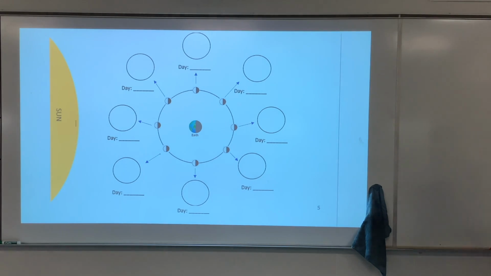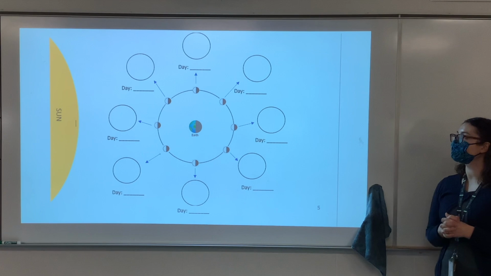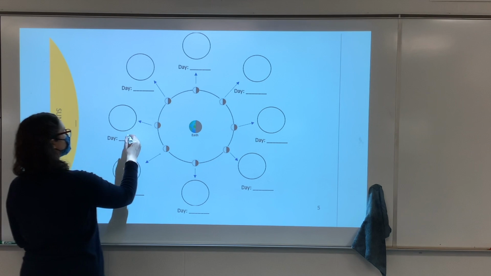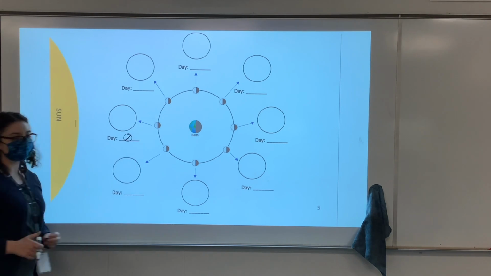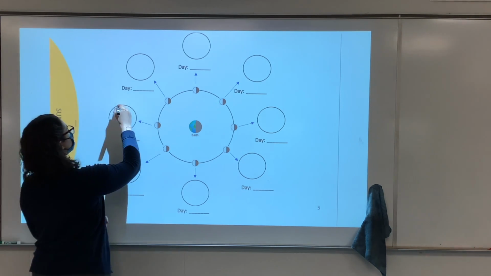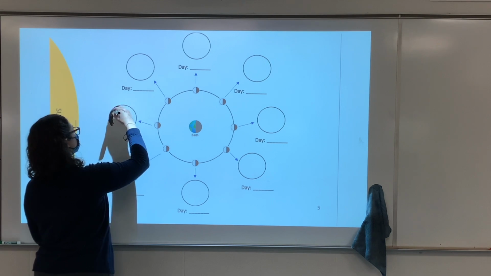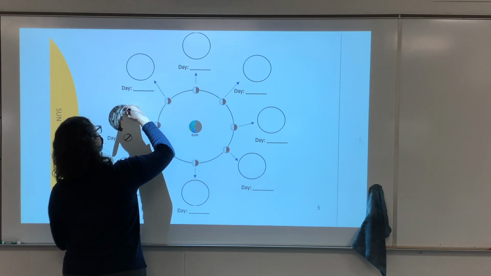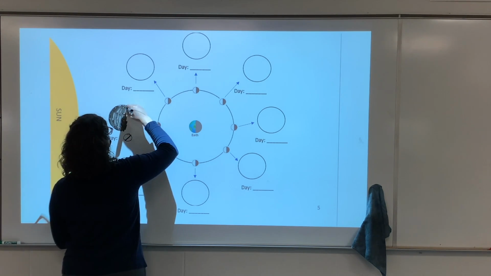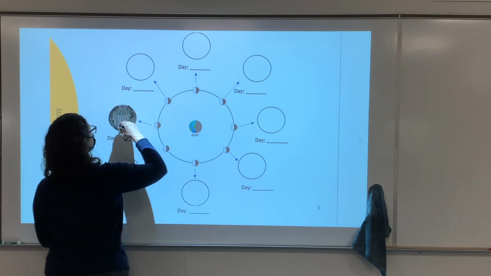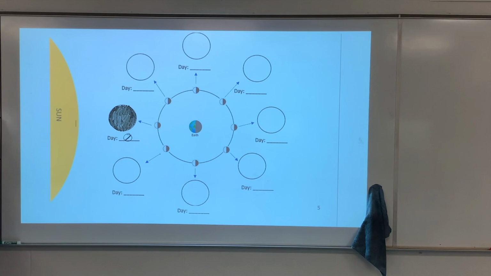So now we're going to make this little diagram. We're going to fill in the pictures of the moon phases and label what days they occur on. We're going to start with day 0 right here. Remember, day 0 is the new moon. So we should completely shade this in for the new moon. So there's our new moon all shaded in.